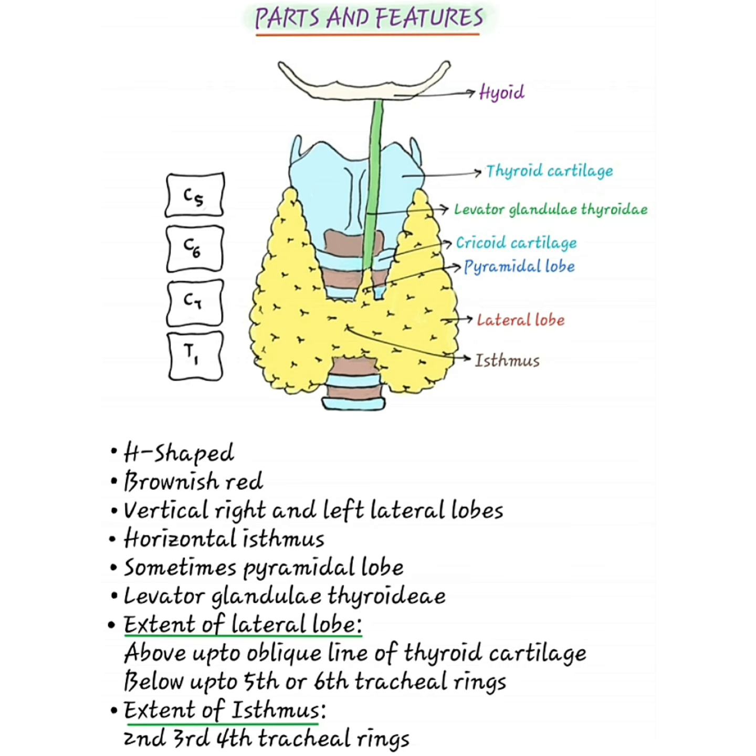Extent of isthmus. The isthmus lies across the midline in front of second, third, fourth tracheal rings.